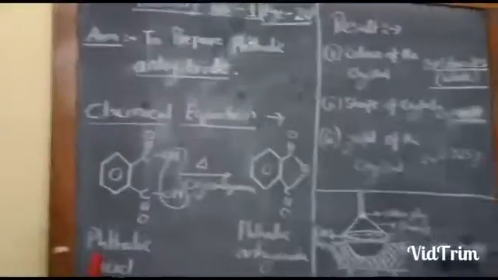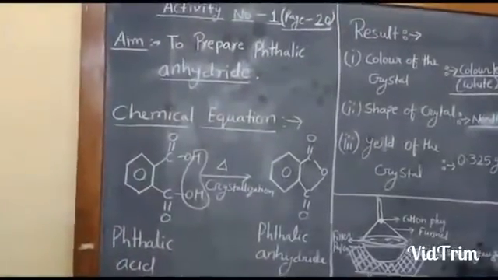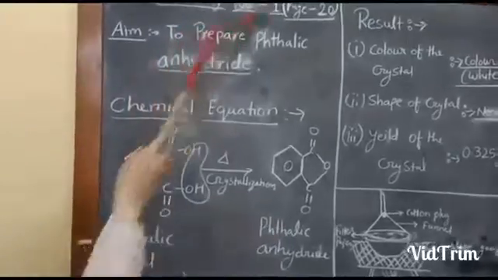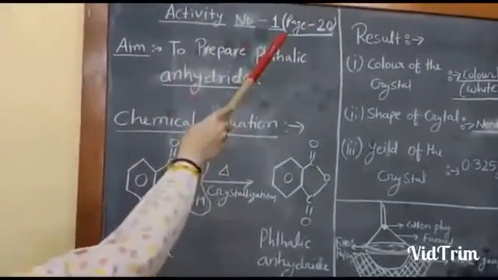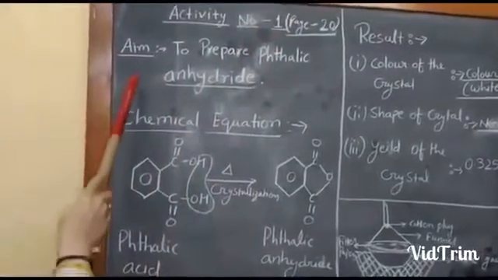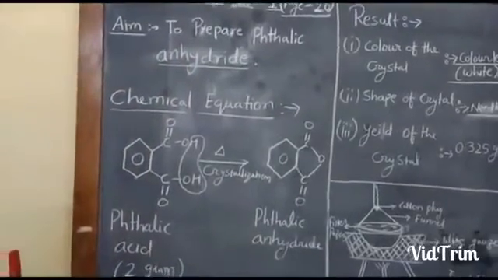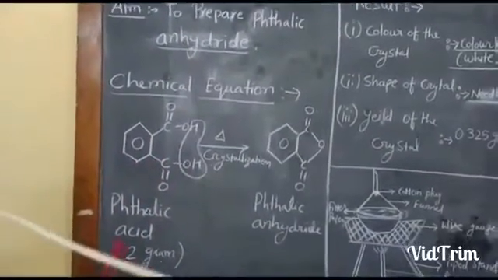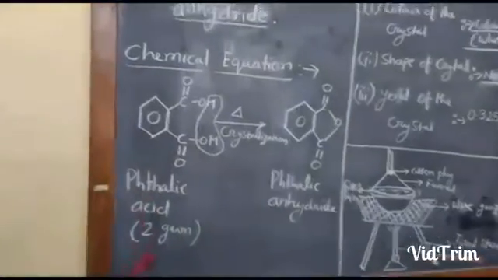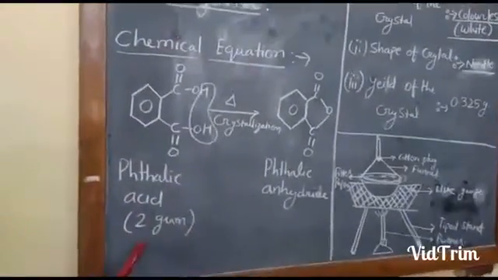First activity we are going to discuss. First activity, activity number 1 on page number 20. The activity is to prepare phthalic anhydride. The chemical required is phthalic acid. 2 gram phthalic acid we have to take.